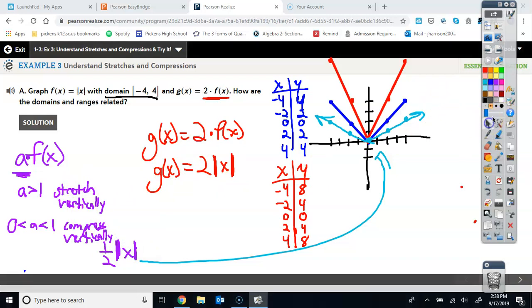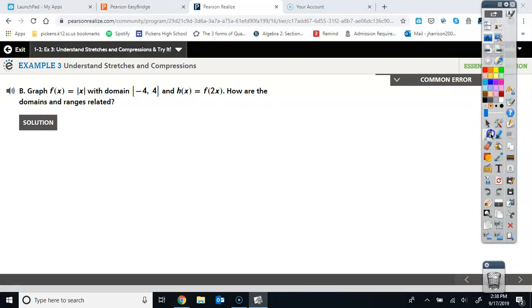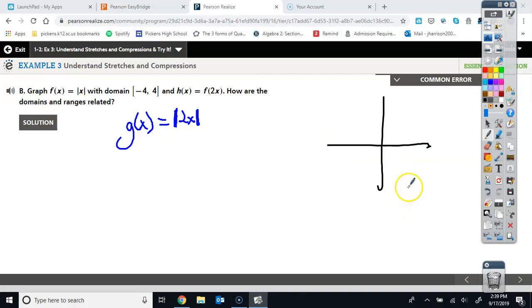The same thing essentially can happen if you horizontally stretch or compress by a number that is on the inside of the function. So, for instance, in this case, g of x would be 2 inside the absolute value times x. So we're going to take a look at that one. See if you can pause the video and graph that one and see what happens.